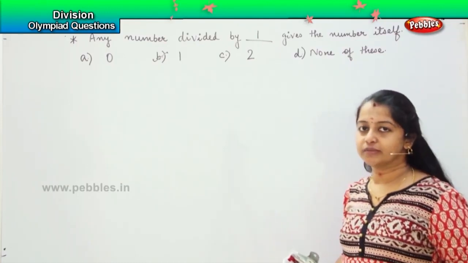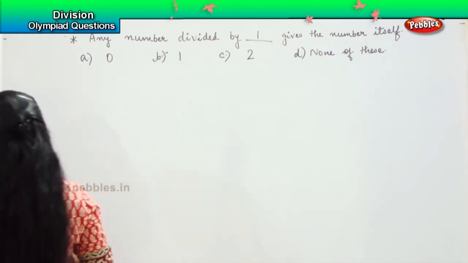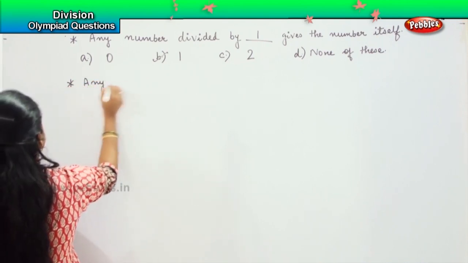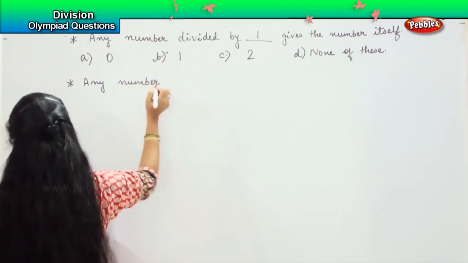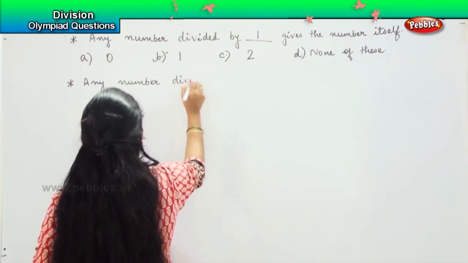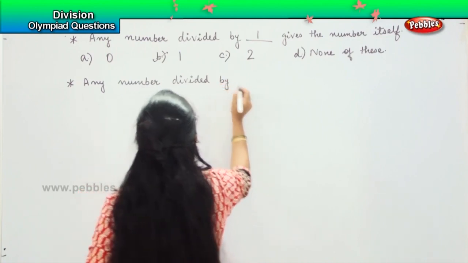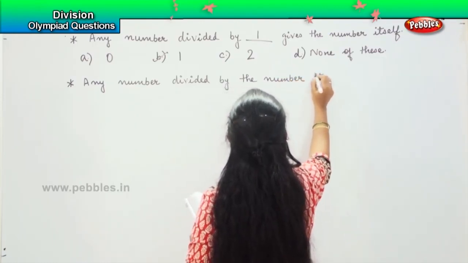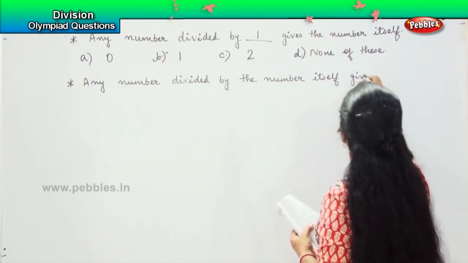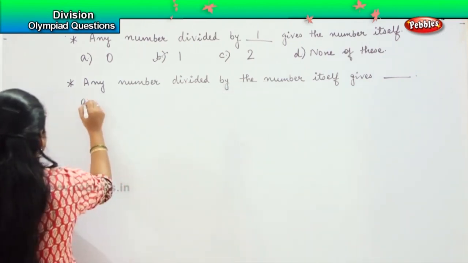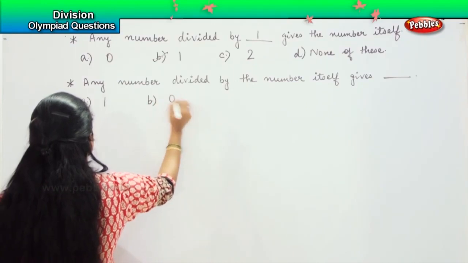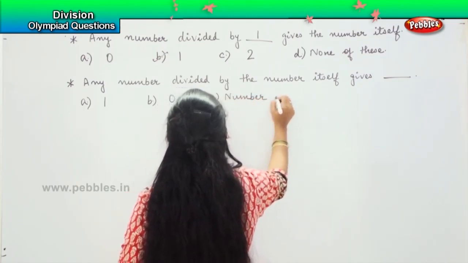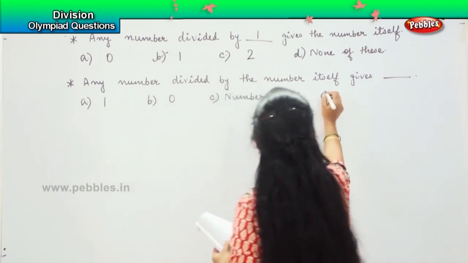Shall we move to the next question? Here is your next question. Any number divided by the number itself gives dash, and your options are 1, 0, number itself, and D is none of these.